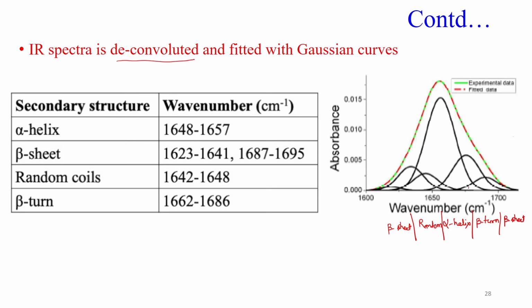So, if you deconvolute, we will get the peak area of different peak positions. Then depending on the relative peak area, we analyze what is the percentage of alpha helix, percentage of beta sheet, percentage of random coil and percentage of beta turn.